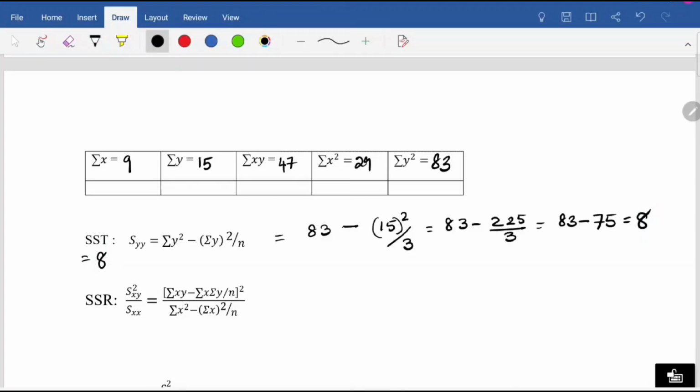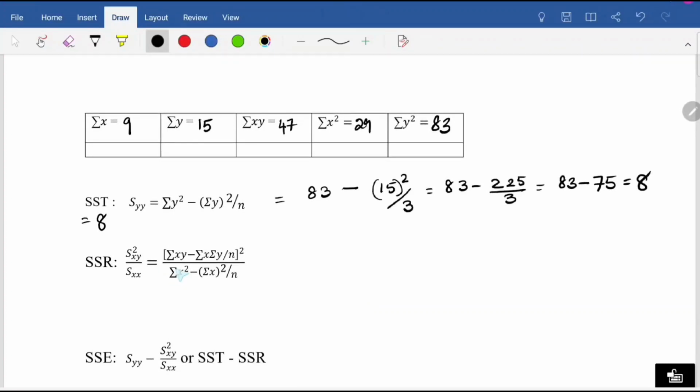And if you remember, we got the same value using the defining formula. SST was 8. SSR using the defining formula was 2. So let's see if we get the same answer here. Sigma x times y, let's plug in the value. Sigma xy is 47, minus sigma x is 9.